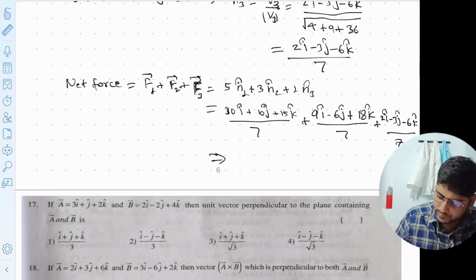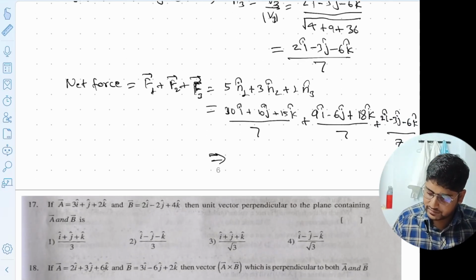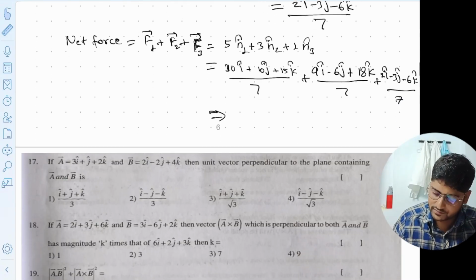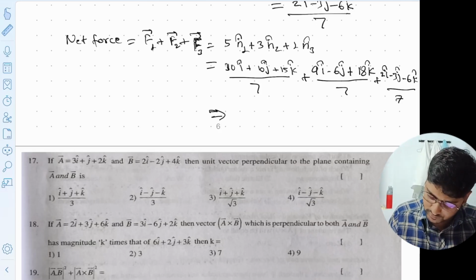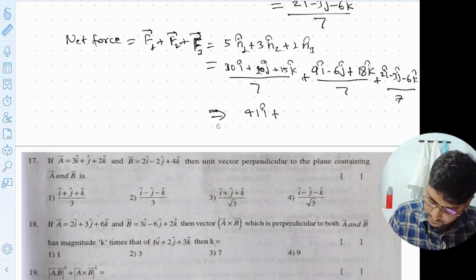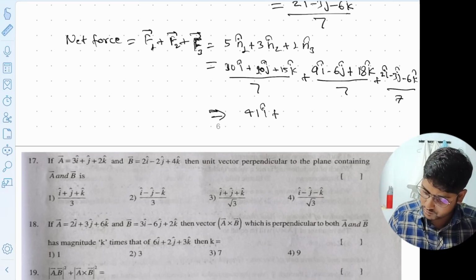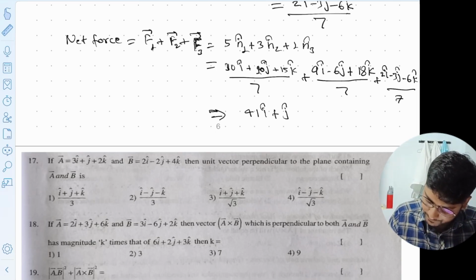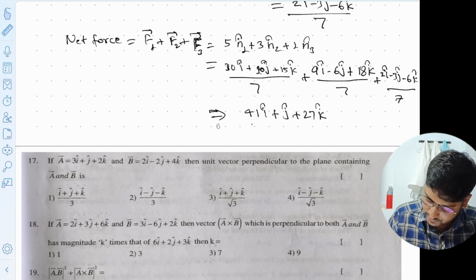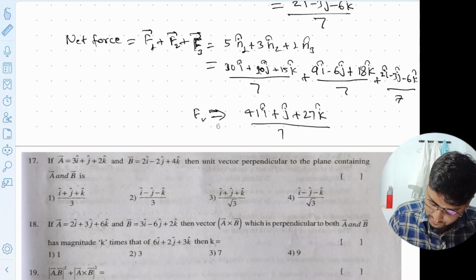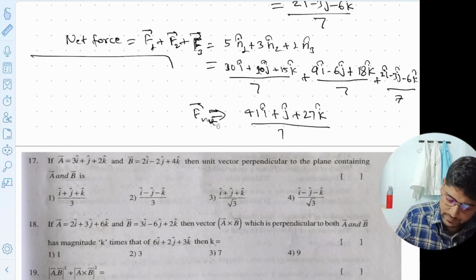Then our net force will be what? Sum of all the i caps: 30 plus 9 plus 2 equals 41 i cap, plus 10 minus 6 is 4, 4 minus 3 is 1, j cap, plus 15 plus 18 minus 6. 18 minus 6 is 12, 12 plus 15 is 27, k cap. Divided by 7. This is our F net. So our displacement will be what?